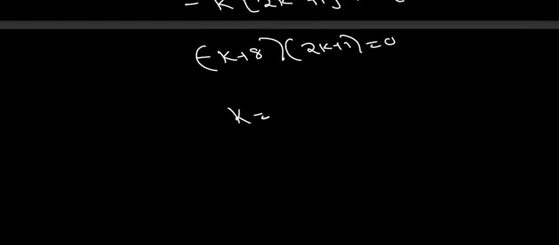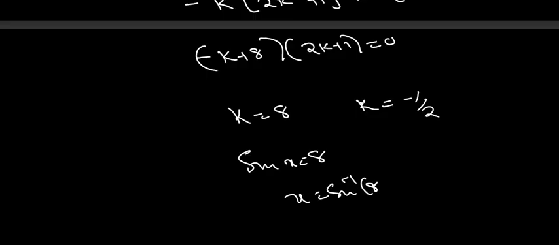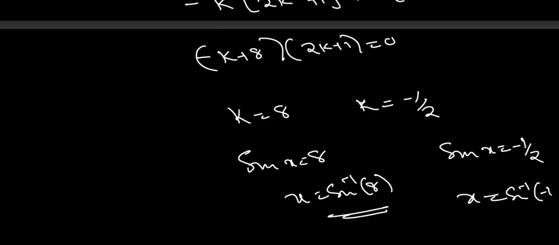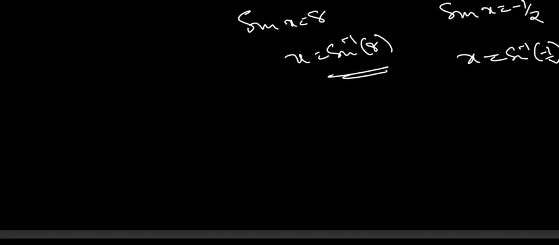Then we're going to say k is equal to 8, and here we're going to say k is equal to negative 1 over 2. Now we replace with what the sine is, right? So sine x is equal to 8, meaning x is equal to sine inverse of 8. There's no special angle for this, so we'll go with this other guy. Sine x is a negative half, right? Negative half, we're getting x is equal to sine inverse of negative half.